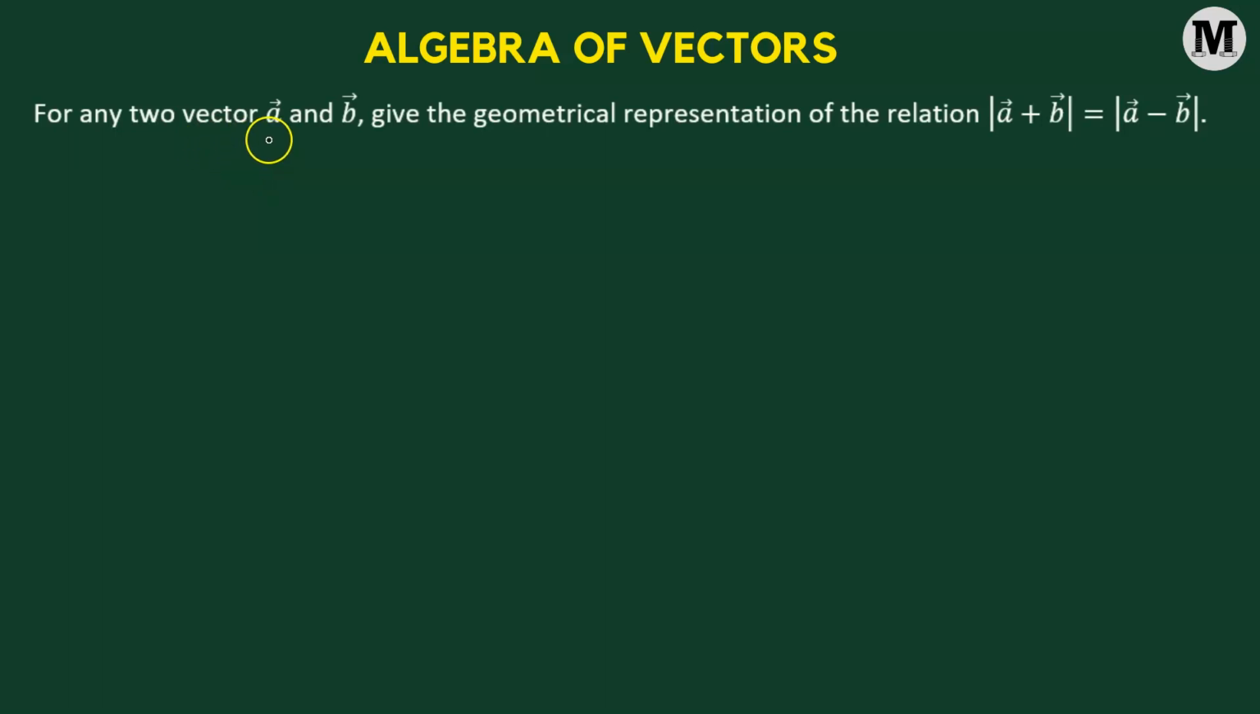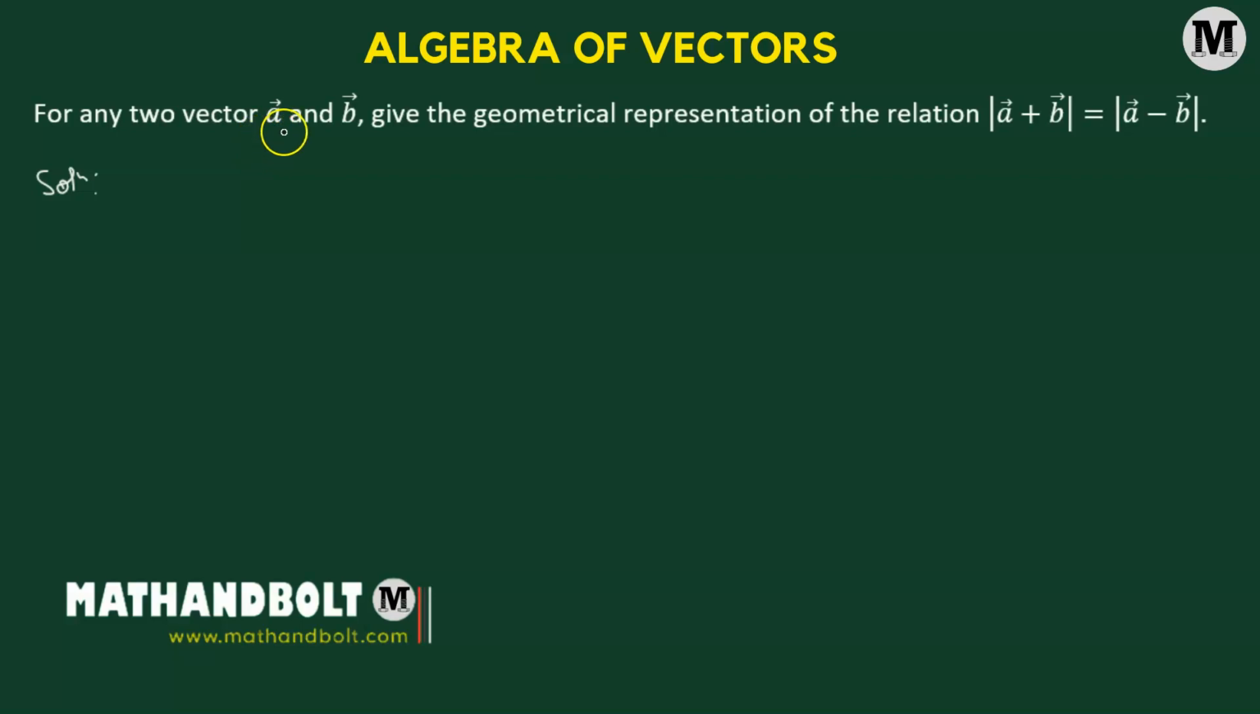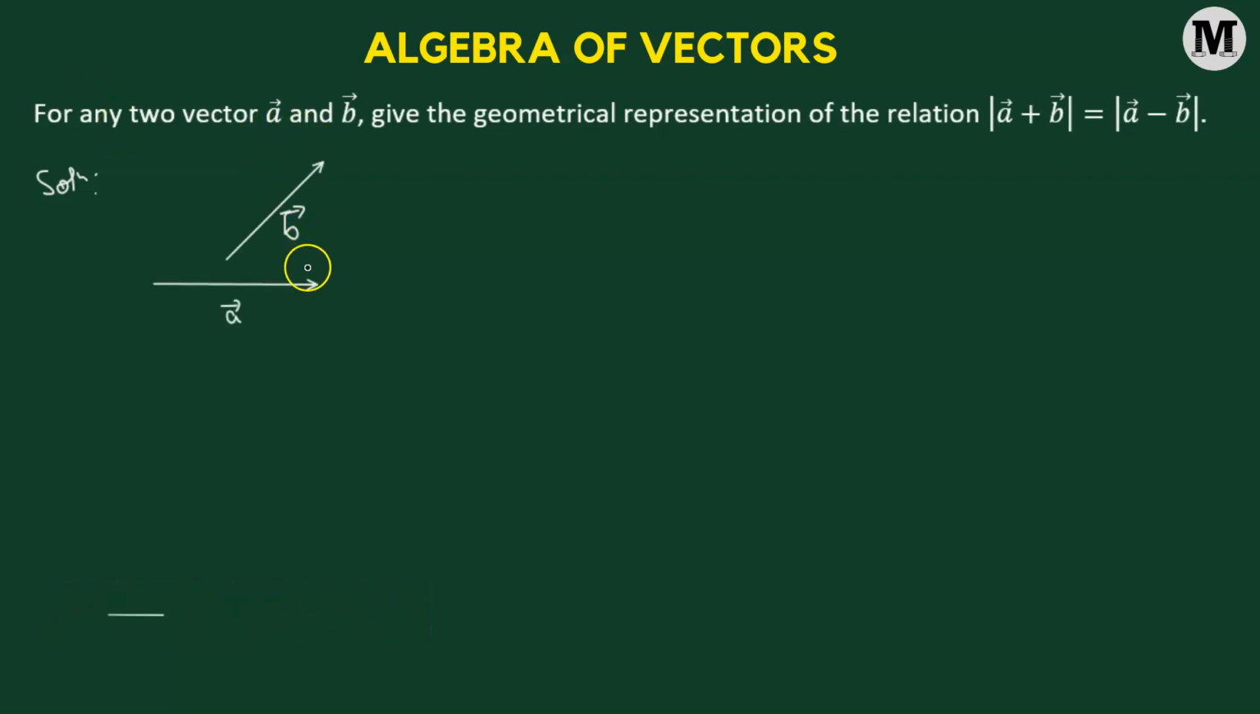For any two vectors A and B, give the geometrical representation of the relation: the magnitude of the sum of the vectors equals the magnitude of the difference of the two vectors. Okay, let's try to understand the problem first. So what we'll do, we'll consider two vectors, vector A and vector B. So we have considered two arbitrary vectors, vector A and vector B.